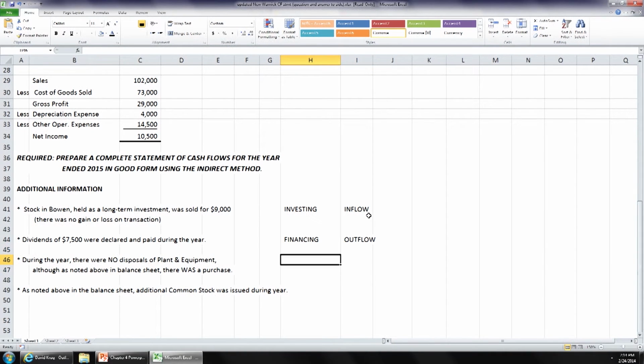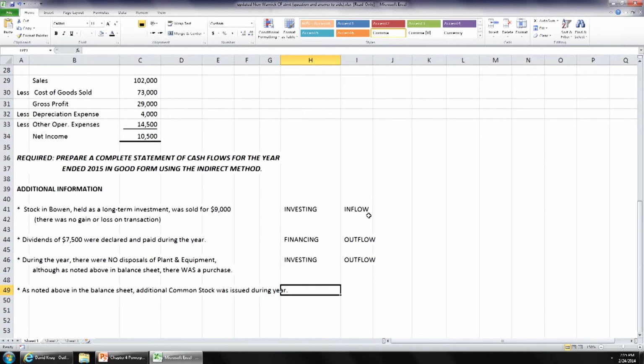During the year, there were no disposals of plant equipment, although there was a purchase. Okay, well, what type of activity is a purchase of plant and equipment? Investing. Is that inflow or outflow of cash? Outflow. Cash is leaving us.